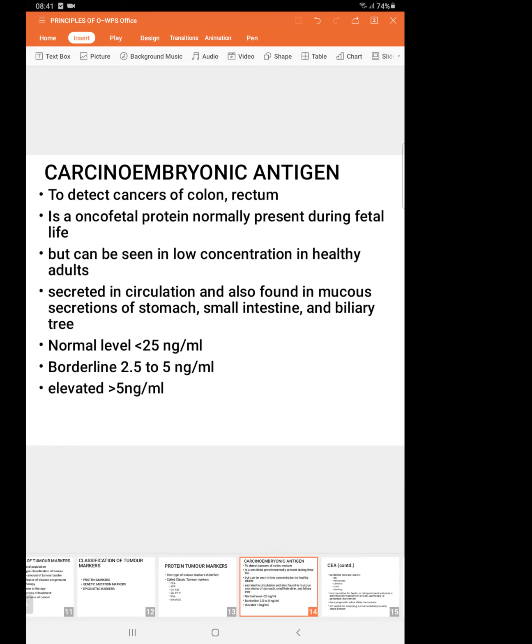Carcinoembryonic antigen is a tumor marker which detects cancer of the colon and rectum. It is an oncofetal protein which is produced and normally present during fetal life, and gradually it becomes very low in concentration in healthy adults. It is secreted in the circulation and also found in the mucous secretions of the stomach, small intestine, and biliary tree. Normal level is less than 25, and it is elevated if it is more than 50 nanogram per ml.